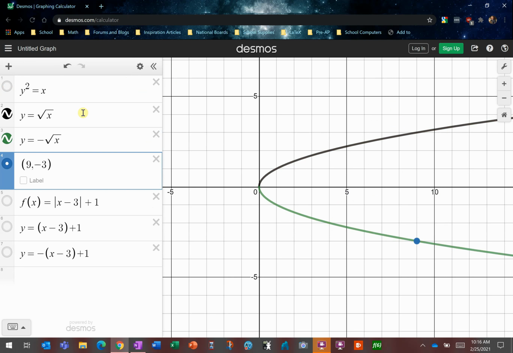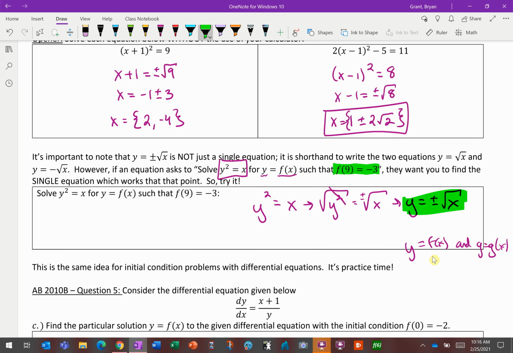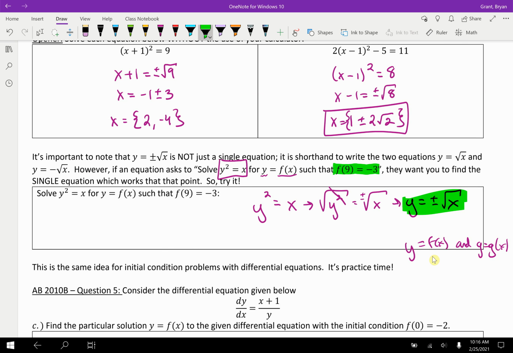If I turn off this red one, we look at the black one and the green one. Which graph contains that point? Oh, only the green one that's down here. So if you were asked to solve this for a single equation that contains the point f of 9 equals negative 3, then you would be expected to write the final equation, I'll do it in green, y equals the negative square root of x.